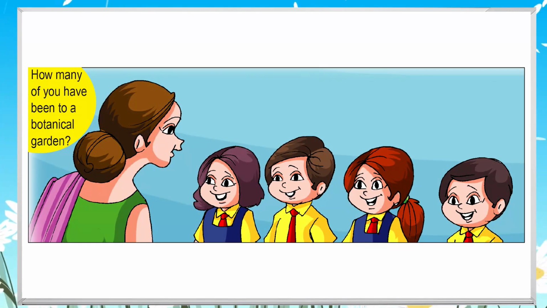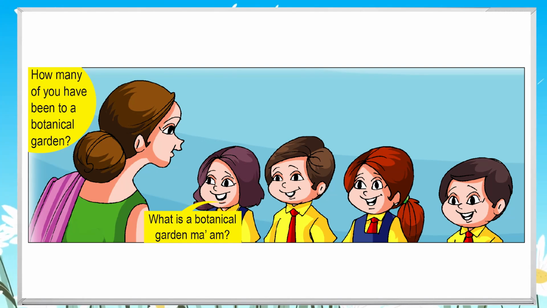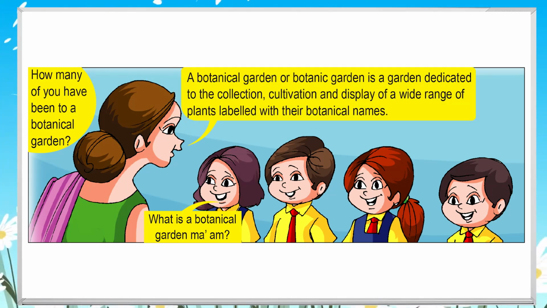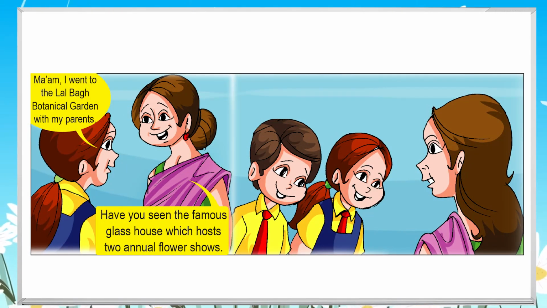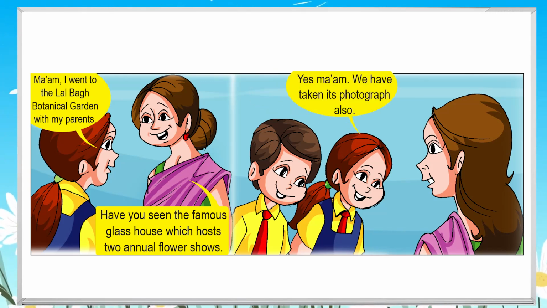How many of you have been to a botanical garden? What is a botanical garden, ma'am? A botanical garden or botanic garden is a garden dedicated to the collection, cultivation and display of a wide range of plants labeled with their botanical names. Ma'am, I went to the Lal Bagh Botanical Garden with my parents. Have you seen the famous glass house which hosts 2 annual flower shows? Yes, ma'am. We have taken its photograph also.